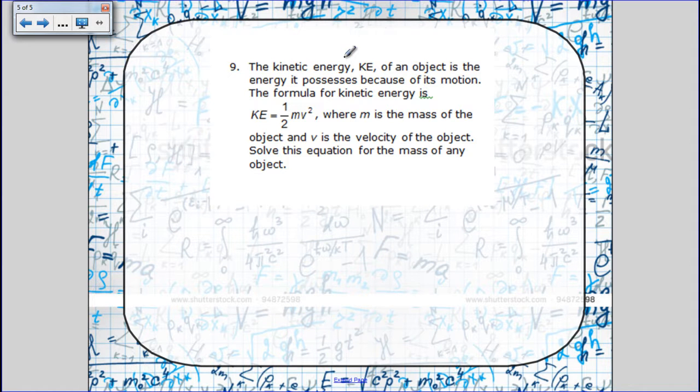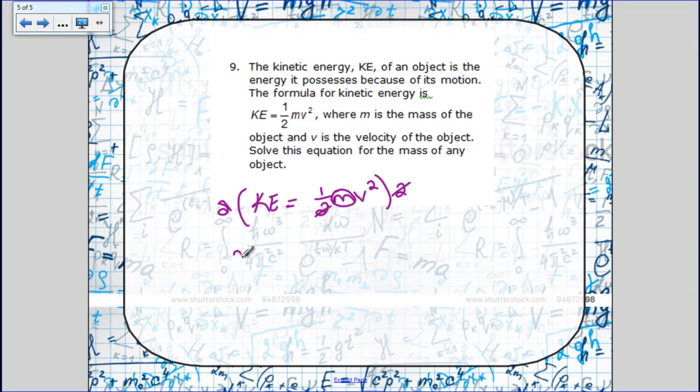We want to solve this equation for the mass of any object. So we have the kinetic energy is equal to 1/2 mass times velocity squared. And I want to find out the mass. And so I circle it. The operations that are happening: it's multiplied by 1/2 and it's multiplied by v squared. Well, the first thing we should do is clear out that fraction. So we're going to multiply everything by 2 so that we can get rid of the fraction.